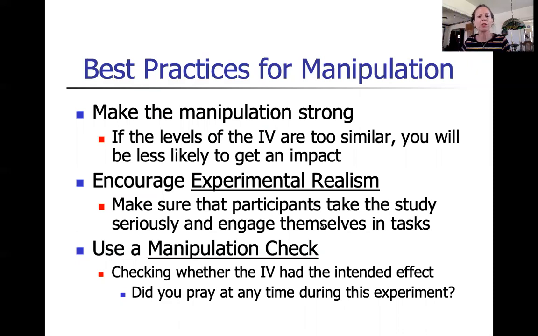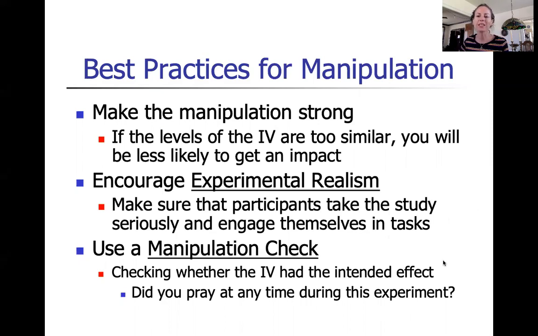Next, we want to encourage experimental realism. We want to make sure that the participants take this study seriously and really engage themselves in the task. We want to make sure that the people are actually eating the brownies, right? Or they're really exercising for that hour a day. So we want to really make them feel like this is real. We want them to do it. We want to really encourage them, and that helps.